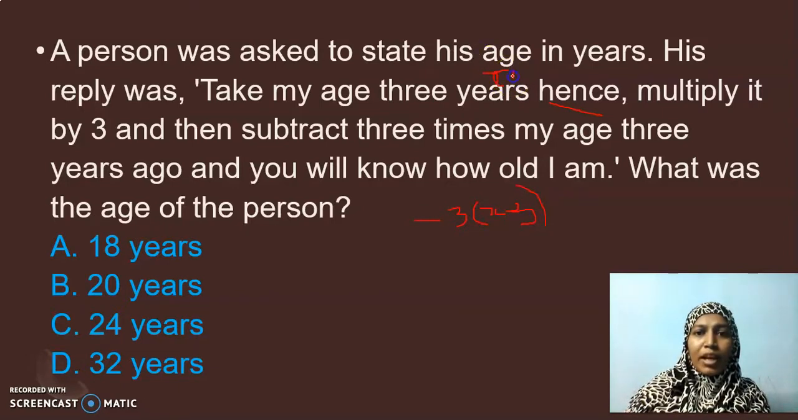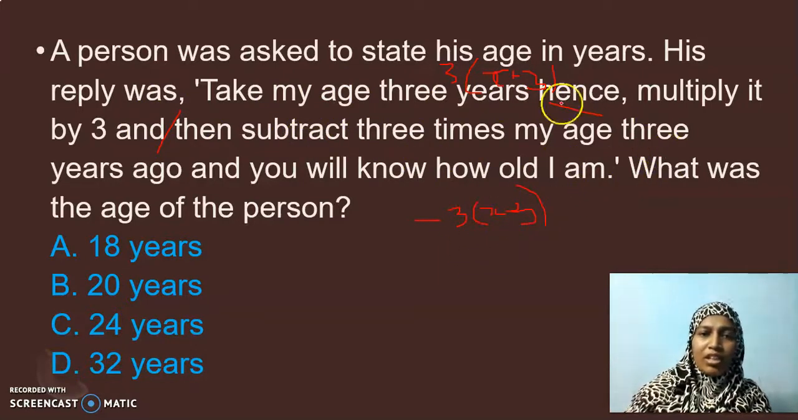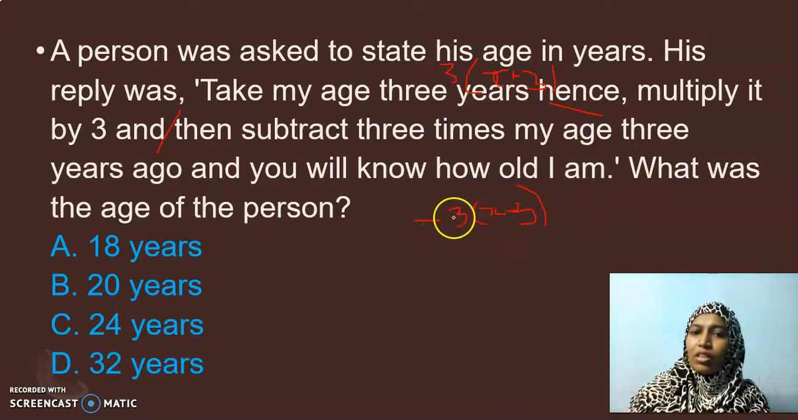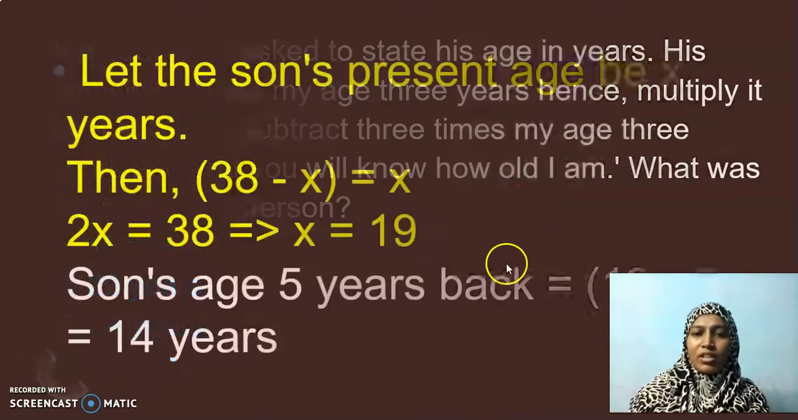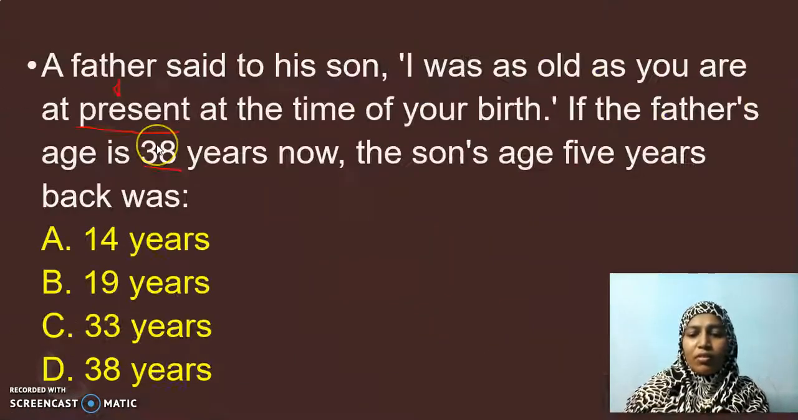And multiply it by 3. So I have 3 here. For the first sentence, up to this is the meaning: 3 into x plus 3. Then subtract 3 times my age 3 years ago. So his age 3 years ago is x minus 3. So 3 into x plus 3 minus 3 into x minus 3. Sorry.